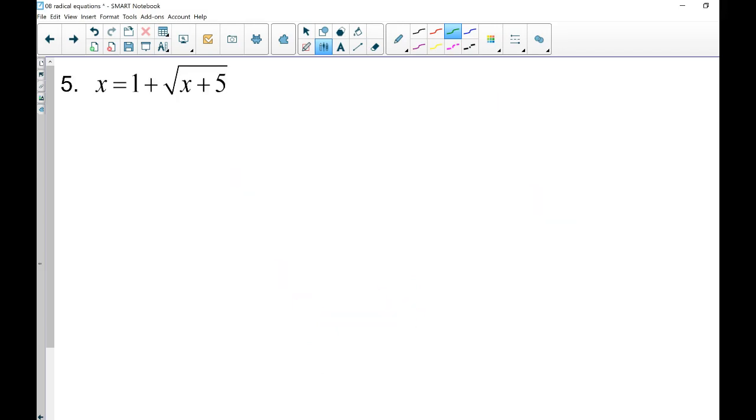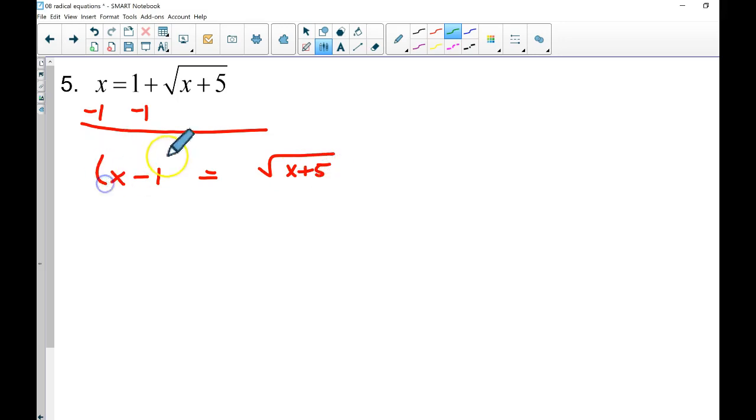We're going to skip to example 5. The very first thing you're going to do is isolate the radical by subtracting 1 from both sides of the equation. We get x minus 1 is equal to the square root of x plus 5. We then square both sides. And the right-hand side is easy. It's just x plus 5. The left-hand side, what does this really mean? It means x minus 1 times x minus 1. So we're going to actually have to FOIL this, or double distribute.